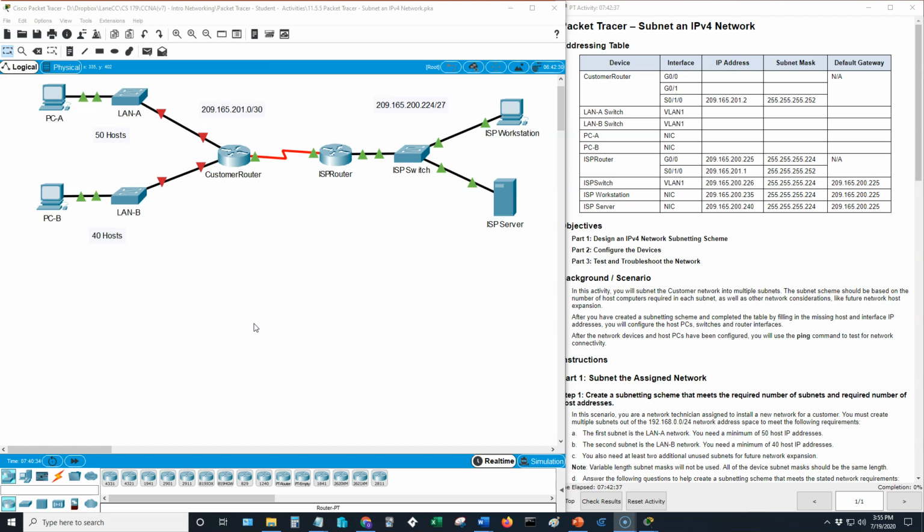Packet Tracer Activity 11.5.5 Subnet an IPv4 Network.